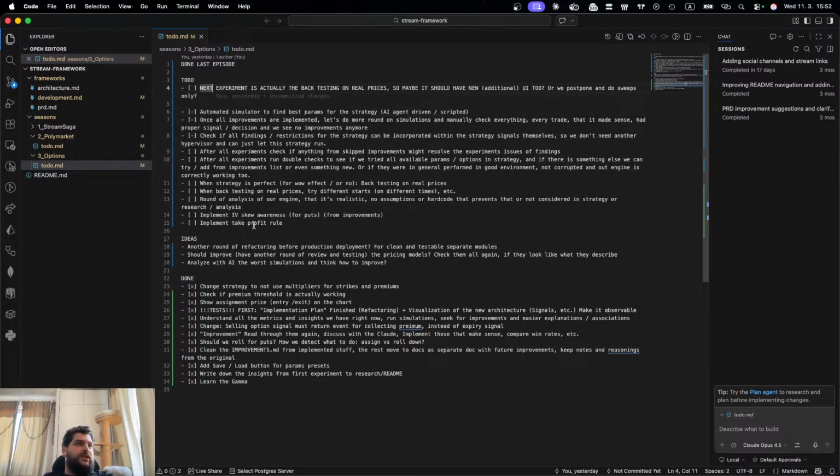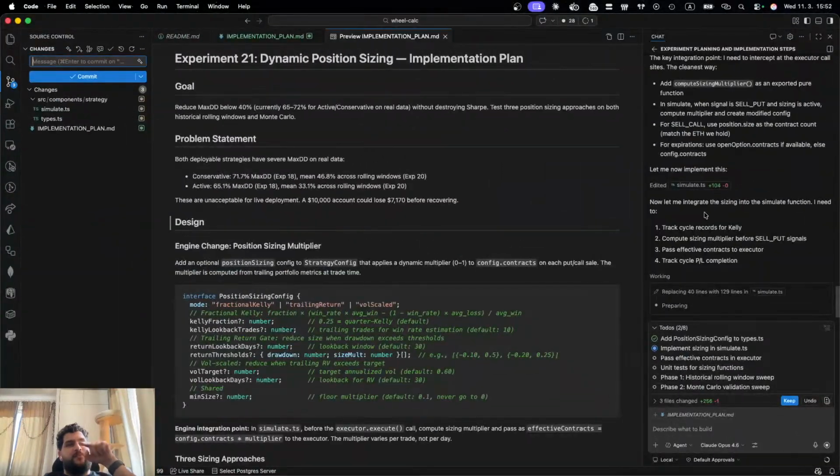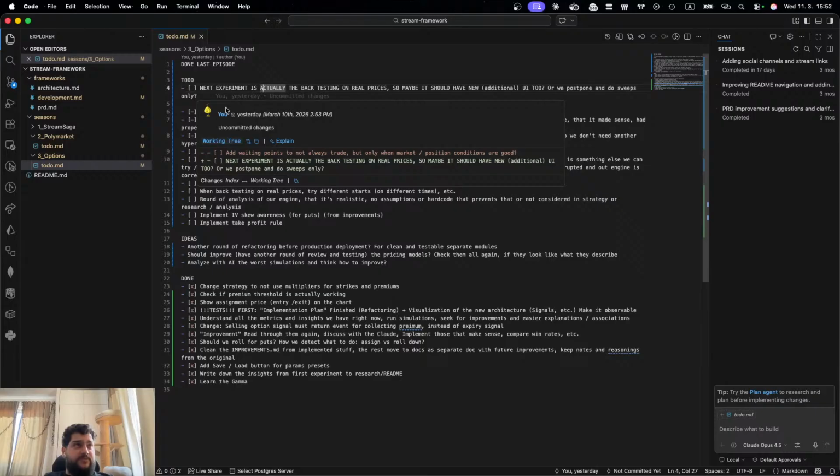So the next experiment is actually the backtesting on real prices. Maybe it should have a new additional UI too, or we postpone and do sweeps only. This is very interesting. Probably not sure if we should run it at the same time with these changes, because we're changing the engine here. So let's postpone this for now.